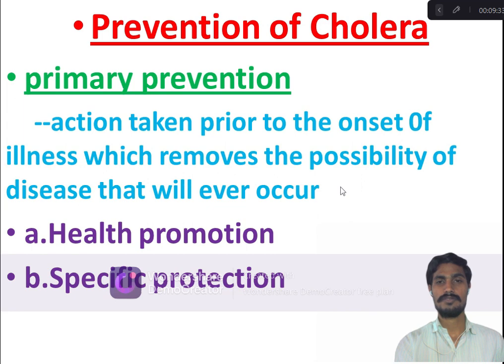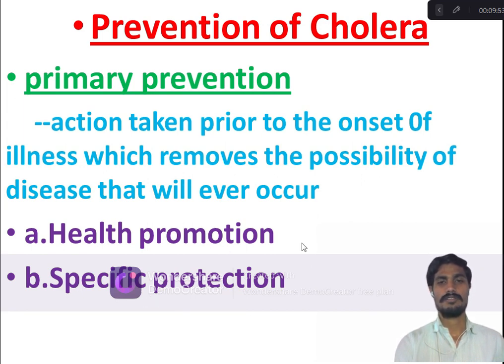This is not after developing disease. Before the development of disease in future, we have to take some of the precautionary measures that comes under primary prevention. Okay, how can you follow the primary prevention? By the interventions like, which are those? Health promotion and specific protection.